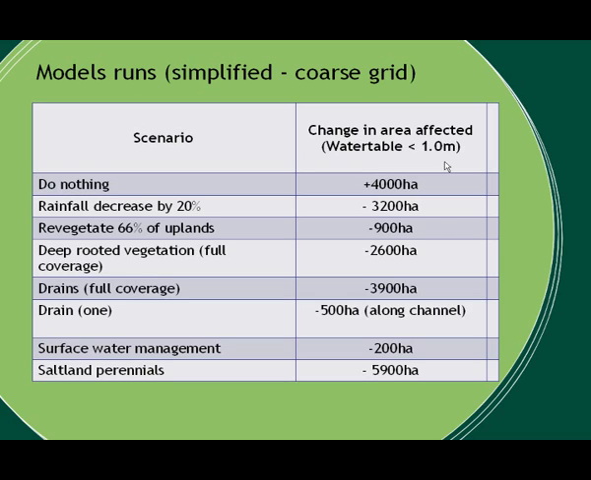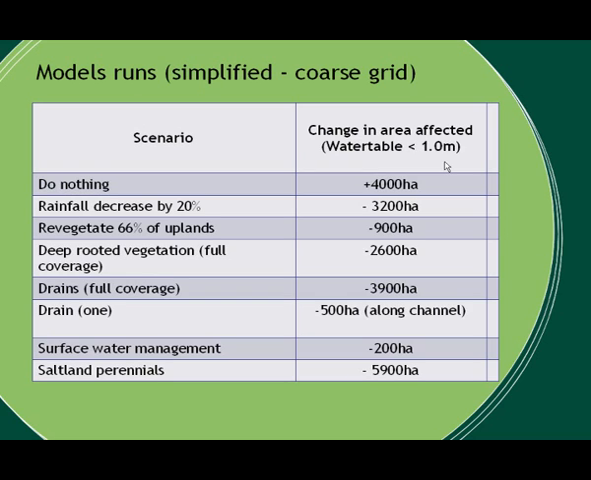If we were to establish deep-rooted vegetation over the full coverage area, and I don't mean trees, I mean something that would have a perennial base to it, something which might look like lucerne on the better soils, it might look like tagasaste, it might look like some of the grazing forage shrubs, it might look like saltland pastures in the lower areas, we could reduce that extent similar to a rainfall reduction by 20%.